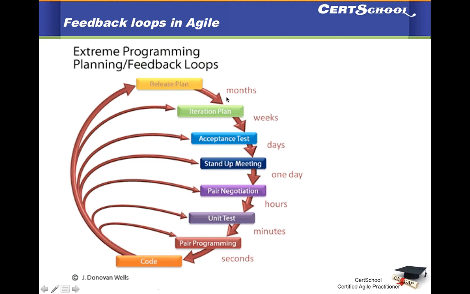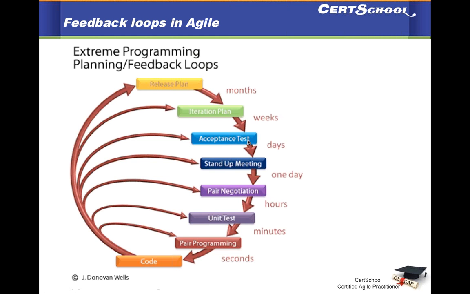Okay, still talking a little bit more on the feedback loop. I'll start from the top again. You have the release plan, where your inputs are coming in a matter of a few months. Then you have iteration plans, where your feedback is coming in a matter of a few weeks. Then you have acceptance tests. Just be careful that we have to negotiate them with the customer.